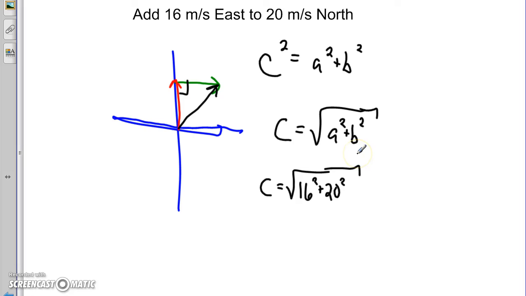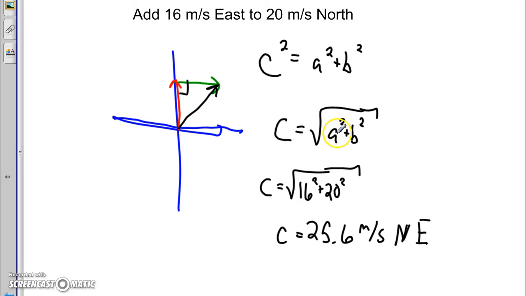And it's time for me to use my calculator. And I got about 25.6. Don't forget your unit. Northeast. And by the way, this is a protocol you're going to see on the Google Sheets: if I have north and east together, I'm always going to put north first. If I had southeast, I would put south first. And that's typically how people talk about things.